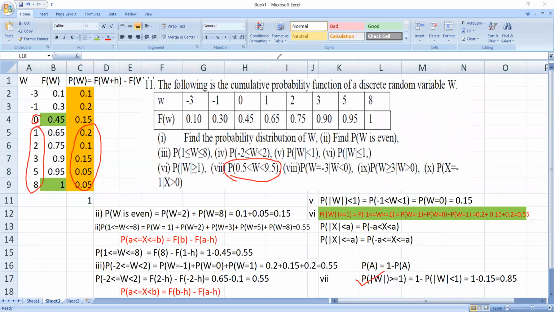Okay, now in the next case it is the conditional probability. So what is the probability that w is equal to -3 given w is less than 0? So we have observed the event that w is taking a negative value. There are several negative values for w. Out of those possibilities, what is the chance that it is taking -3?